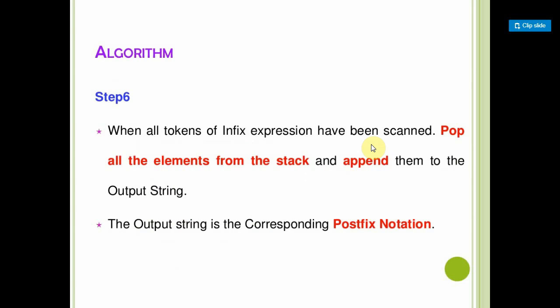Next, step 6. Suppose all the inputs are completed. For example, if the input expression is a plus b, all the inputs are completed: a has been taken, plus has been taken, and b also has been taken. Then, if any operators are left in the stack, just pop each one and append it to the output postfix expression until the stack becomes empty.